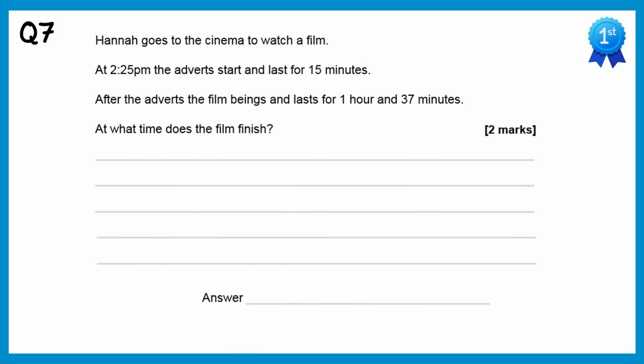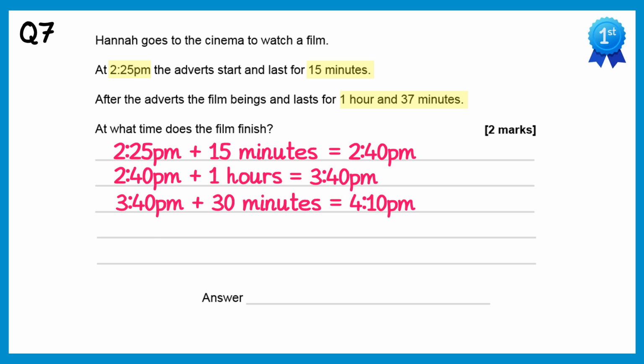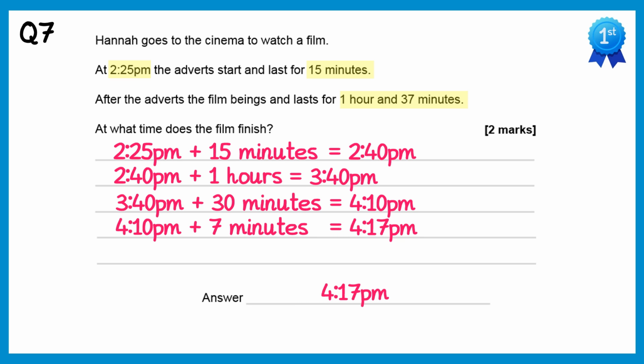In this question, at 2:25 PM the adverts start and they last for 15 minutes, so if we do 2:25 PM add 15 minutes, we end up at 2:40 PM. We then have the film which starts and lasts for 1 hour, 37 minutes. I find it's easier to break it down. So first of all add 1 hour, which gets you to 3:40, then add the 30 minutes, which gets you to 4:10, and then add the last 7 minutes, so that's 4:17. So the answer to the question is 4:17 PM.